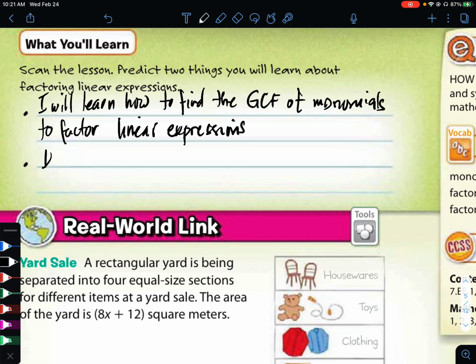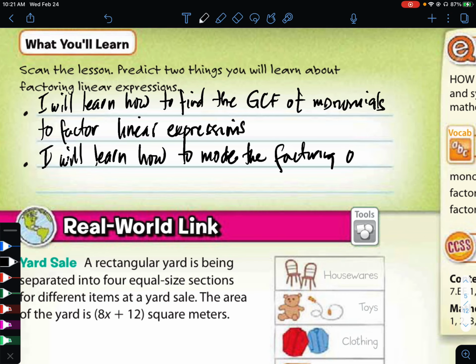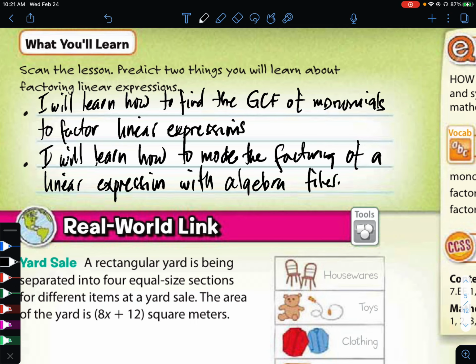And the second thing is that I will learn how to model the factoring of a linear expression using algebra tiles. So that's what we did on the inquiry lab right here. And that's what we are going to be learning. These two objectives we'll try to cover at the end of this lesson. So let's take a look at the lesson proper.